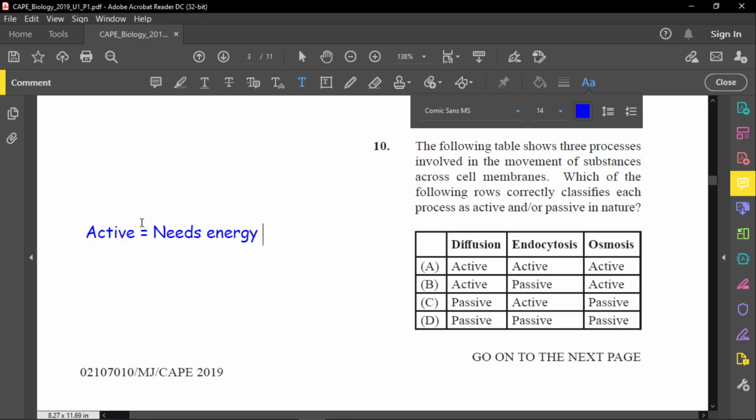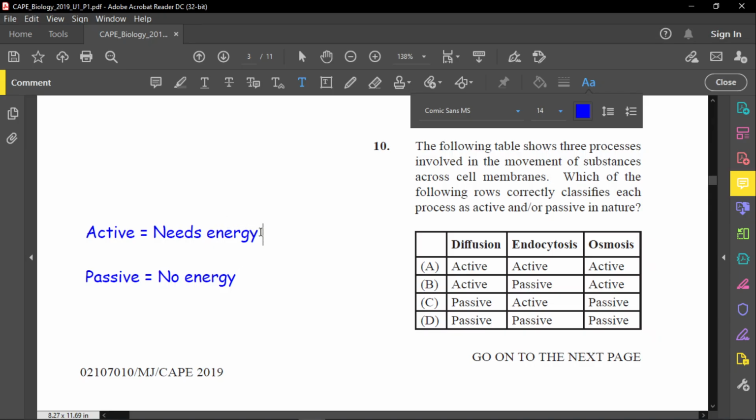All right. And if you're talking about passive transport, there's no need of energy. All right. But there's some other stuff I want to talk about. So passive means no energy. All right. So why is energy needed? Let's talk about that as well.